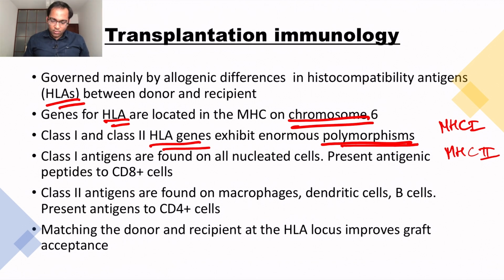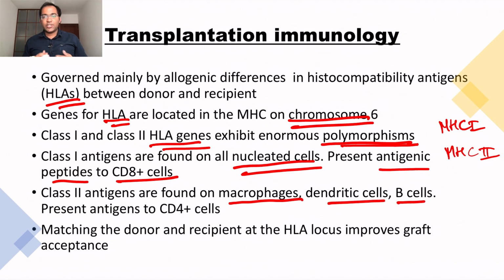Class 1 antigens are found on all nucleated cells except RBCs, because RBCs don't have a nucleus, right? They present antigenic peptides to CD8 positive cells, the cytotoxic cells. Class 2 antigens are found on macrophages, dendritic cells and B cells, which are basically antigen presenting cells, and they present antigens to CD4 T cells.